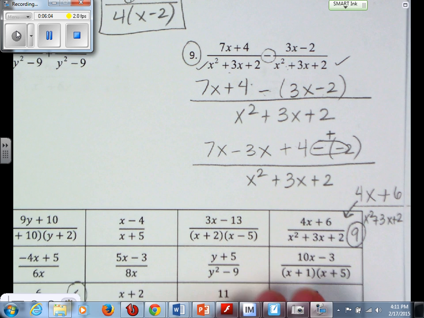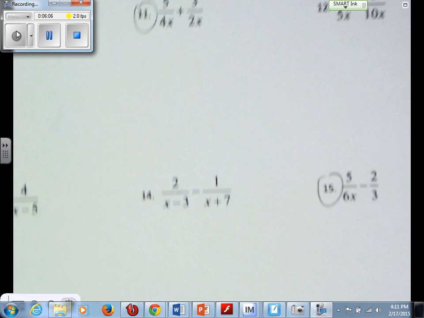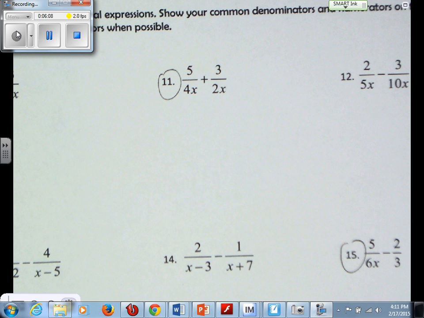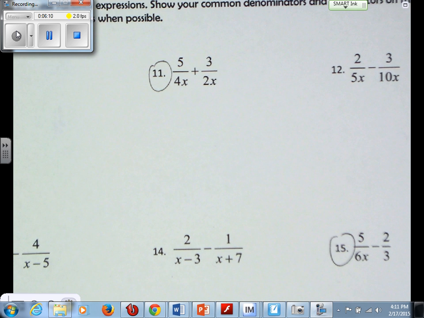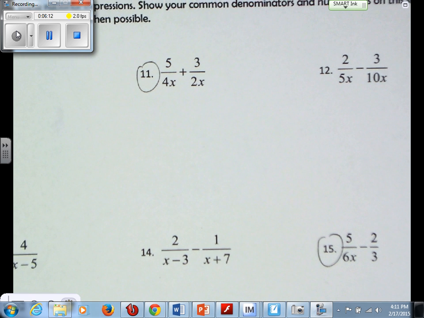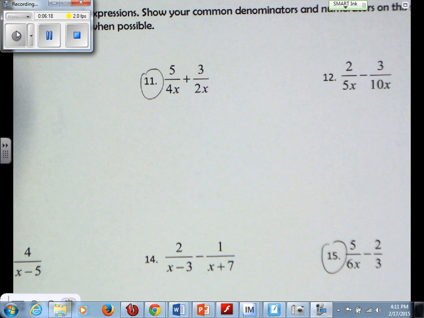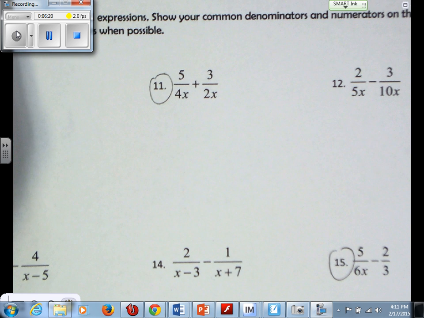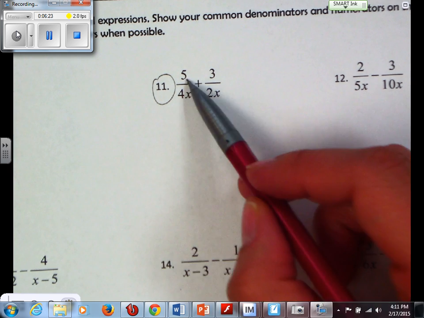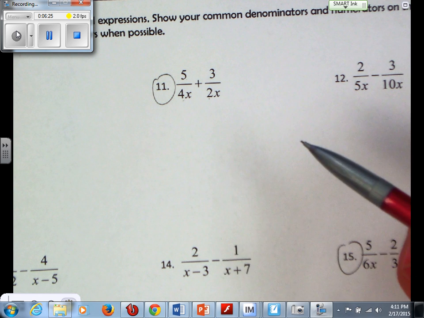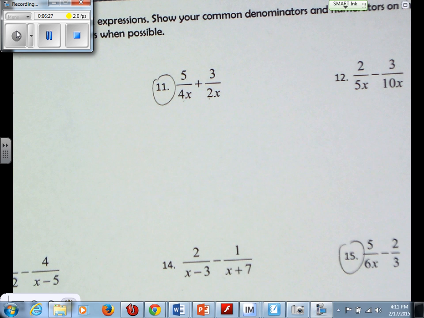Okay, let's go to the next, number 11. Did I give you enough time to copy it down? Okay. So it says, add or subtract these rational expressions. Show your common denominators and numerators on this sheet or separate paper. Factor denominators when possible. Okay, is there anything that we can simplify? The 4 and the 2, but they're both in the bottom, so not really.